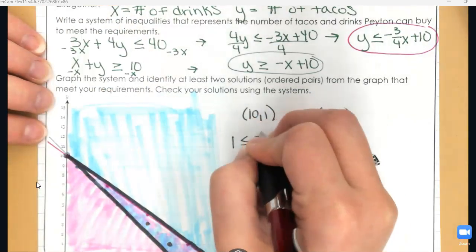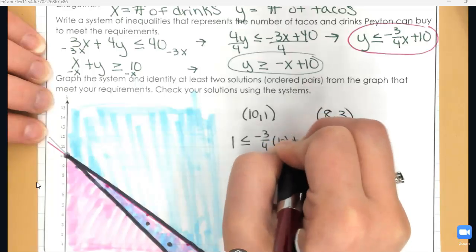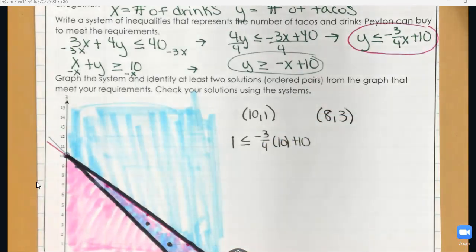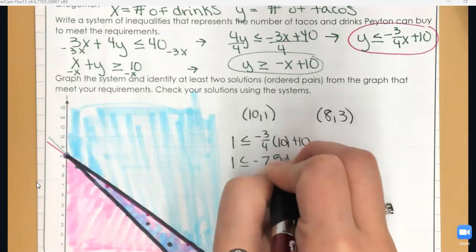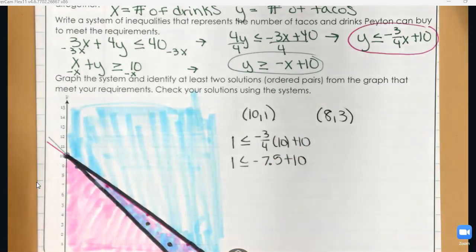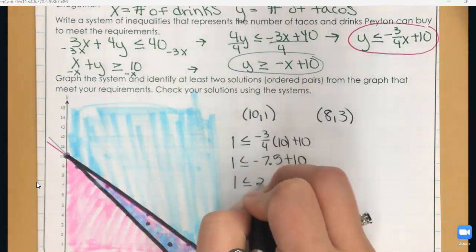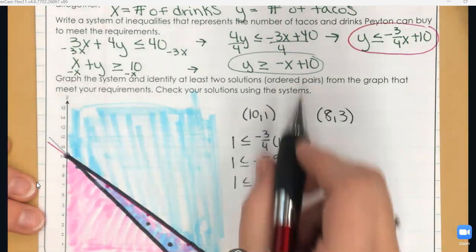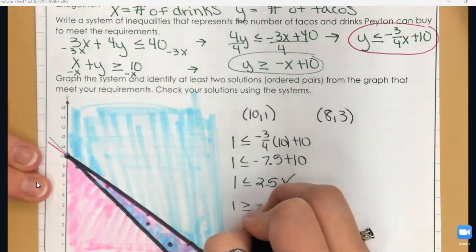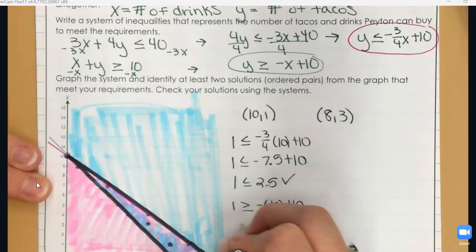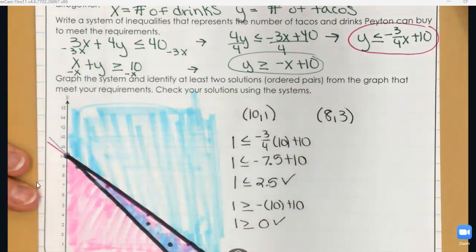1 is less than or equal to negative 3/4 times 10 plus 10. Well, negative 3/4 times 10 is negative 7.5. Negative 7.5 plus 10 is 2.5, and that is greater than 1. Now if I plug it into the second equation, 1 is greater than or equal to negative 10 plus 10. Well, negative 10 plus 10 is 0, so that does work.